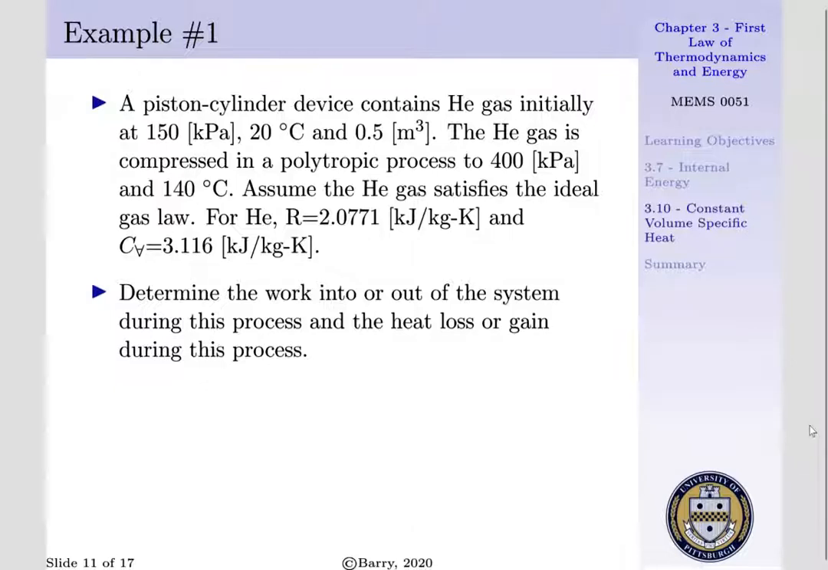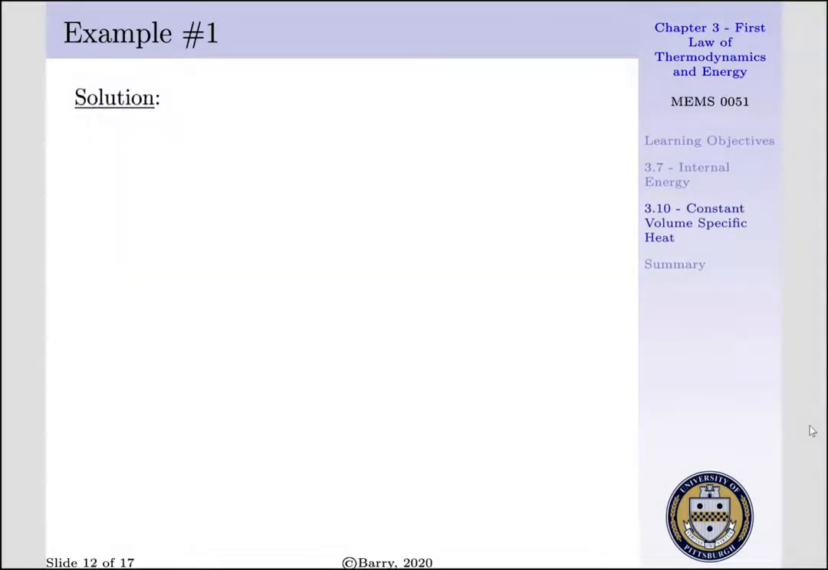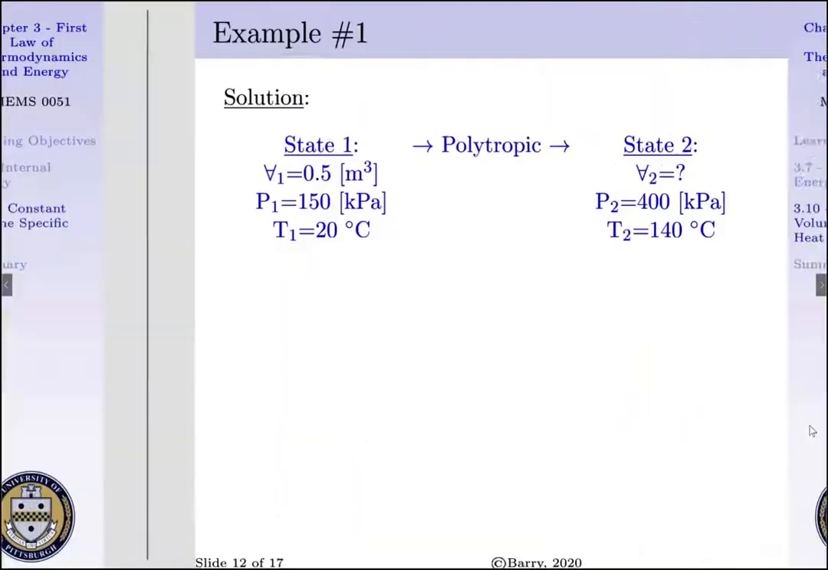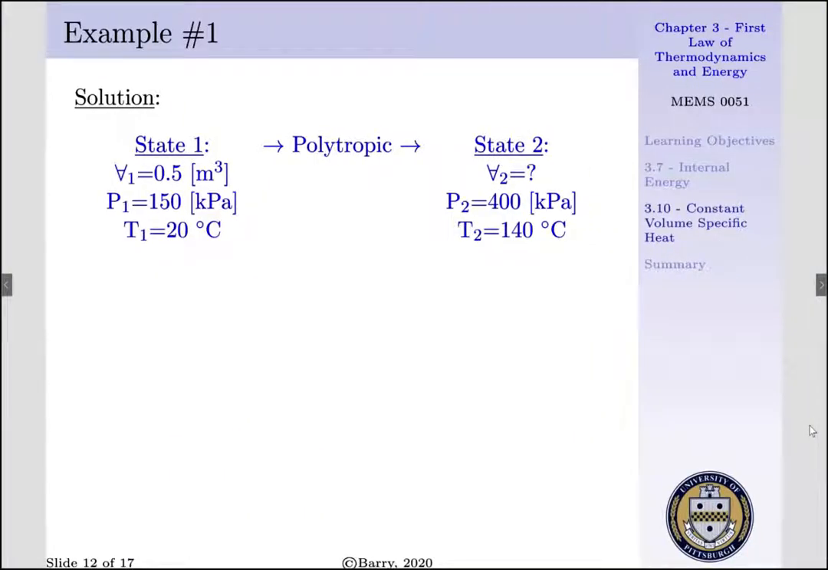We want to determine the work into or out of the system during this process, as well as our heat loss or gain. For us to begin, we are going to list our information at state 1, and then we are going to list how we go from state 1 to state 2, and list our state 2 variables. At state 1, we have a volume of 0.5 cubic meters, a pressure of 150 kPa, and a temperature of 20 degrees centigrade. We move in a polytropic process to state 2, where our volume is unknown, but our pressure at state 2 is 400 kPa, and our temperature is 140 degrees centigrade.